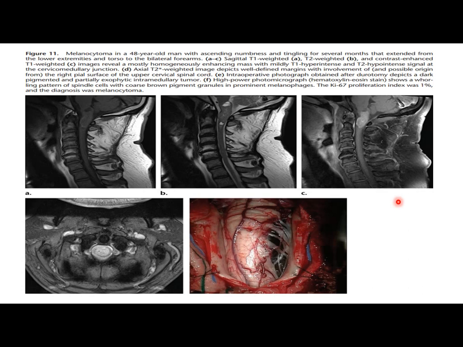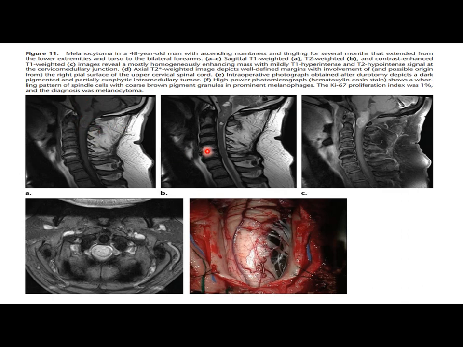Melanocytoma has leptomeningeal enhancement. Diffuse melanocytoma may give rise to diffuse leptomeningeal enhancement, and this gives heterogeneous characteristics and gives T2 hypointense signal due to its melanin content. The degree of the signal intensity depends on the melanin content of the tumor.